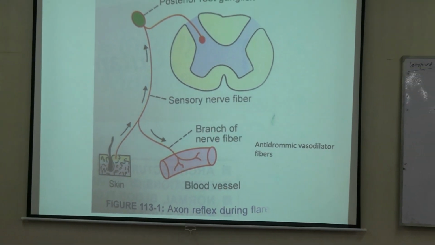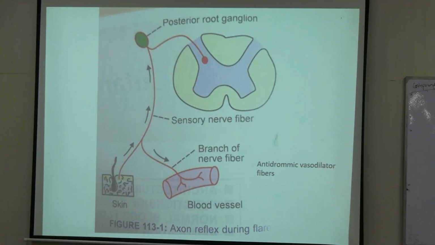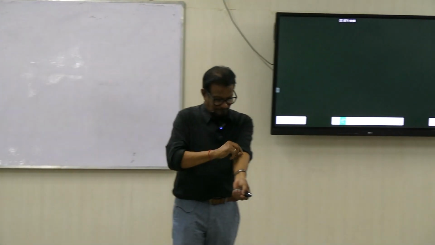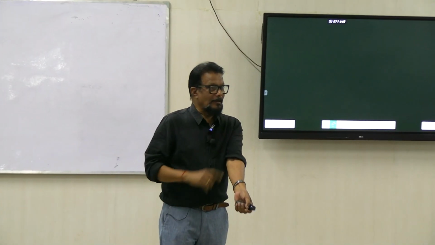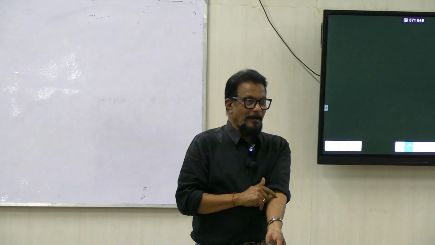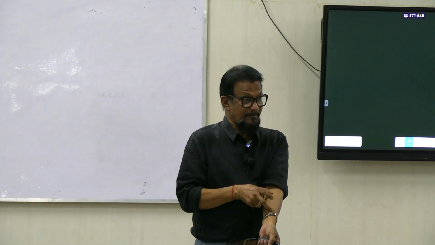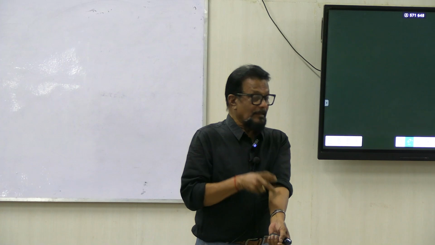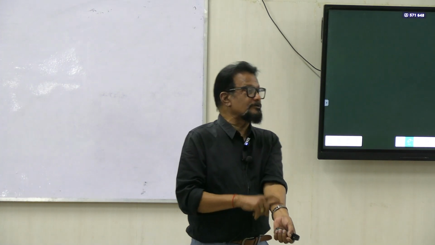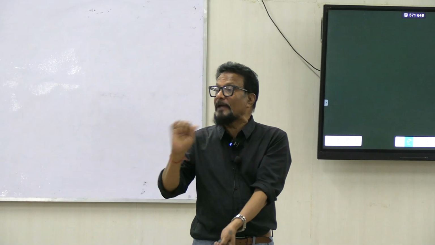I will explain this. This is the axon reflex. What happens if you make a scratch this way? It becomes reddened immediately. Why is it reddened, and what is the mechanism? It is because of the axon reflex. This reddening area is called the flare. So there will be a flare because of local vasodilatation.